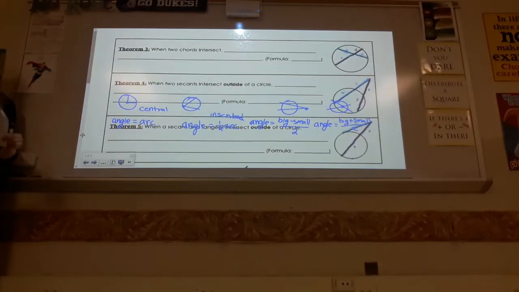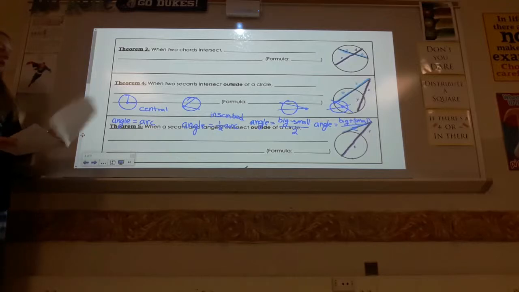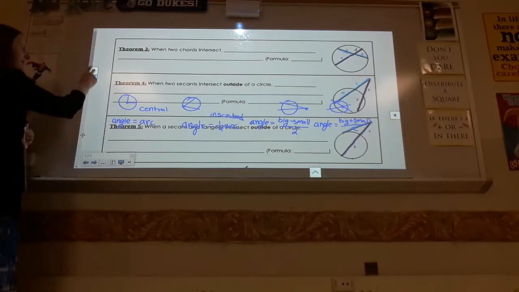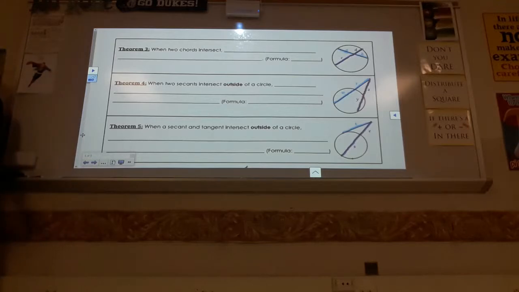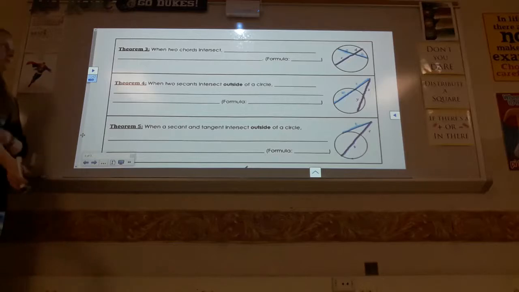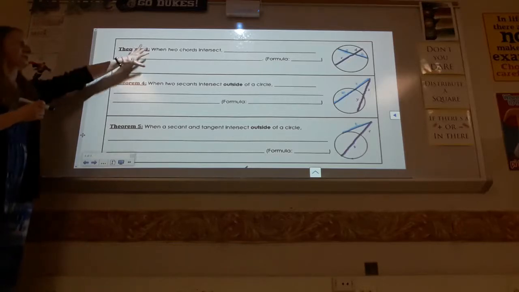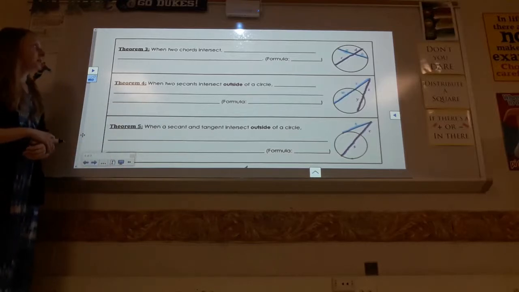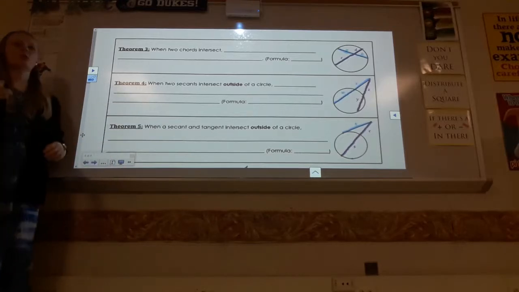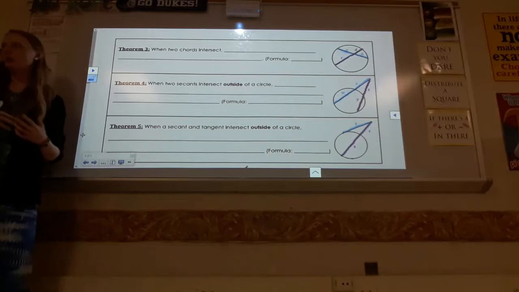Now, the last information that you will be held responsible for is how to solve for segments. And we have three new ones. These are the ones that are a little bit odd, a little bit trickier to remember. This one's pretty easy. These ones can be a little bit fuzzy. So we're going to have chords, tangents, and secants. It depends on what you're working with in this picture.